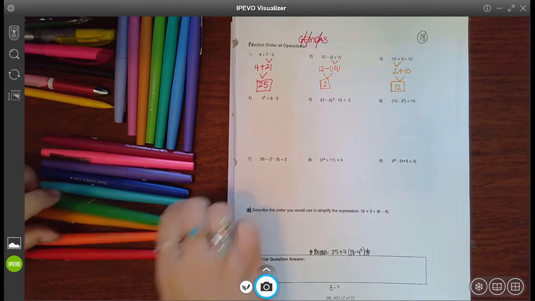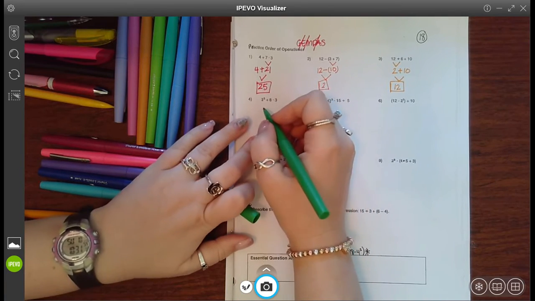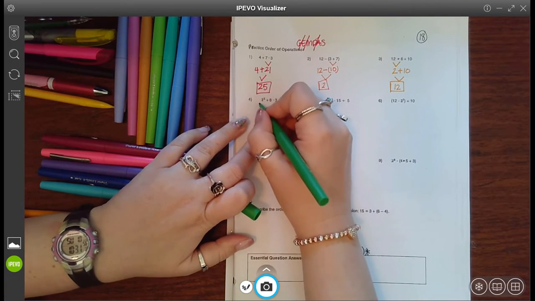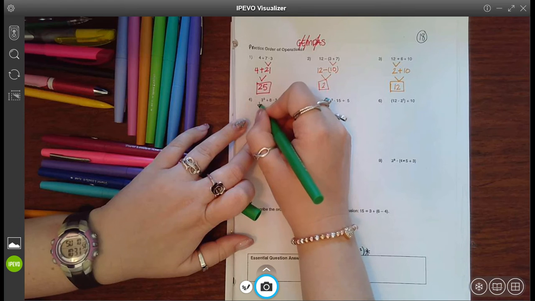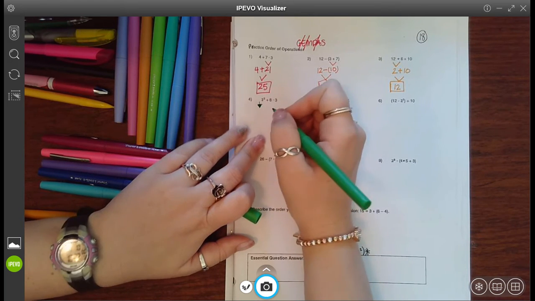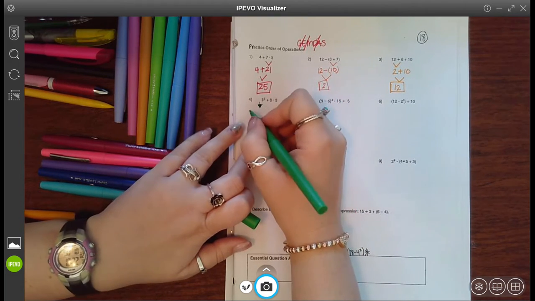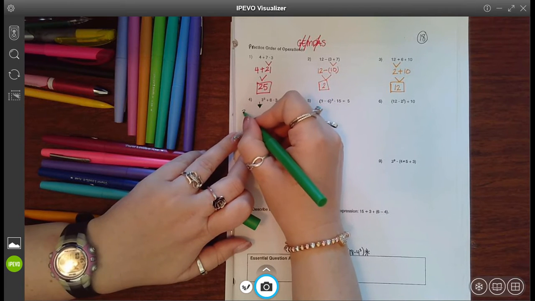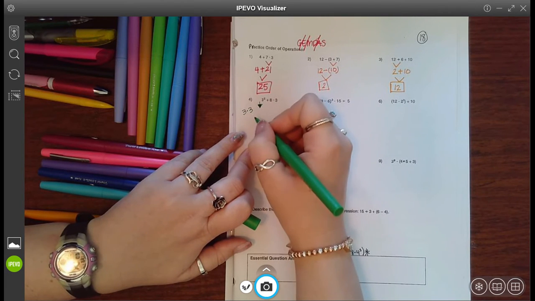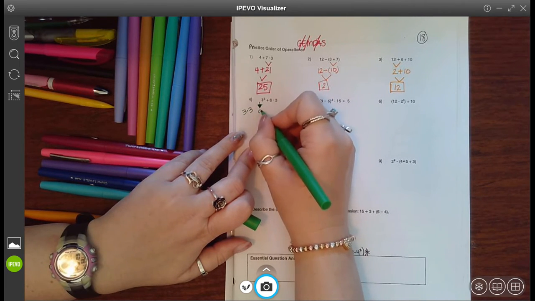For my next one, do you see any parentheses? No. Do you see any exponents? Yes. What is 3 squared? Call it out. Okay, hopefully you didn't say 6, because it's not 3 times 2. It's 3 times itself 2 times. And 3 times 3 is 9.